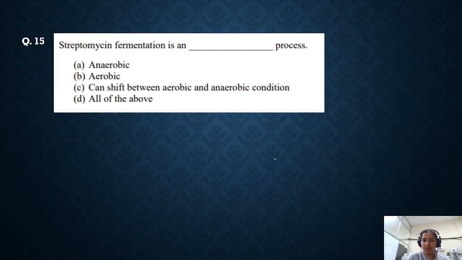Now coming to the next question. Okay, this is a very simple question. Streptomycin fermentation is what? Aerobic, anaerobic, can shift between aerobic and anaerobic, or all of the above. So does anyone want to answer this? How does this fermentation process occur, in the presence or absence of oxygen?